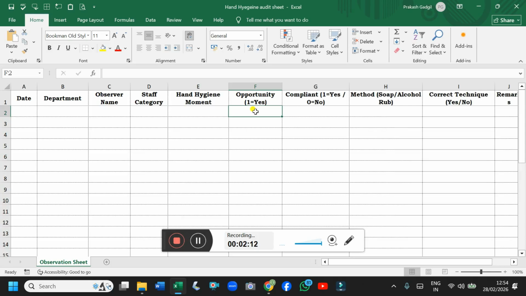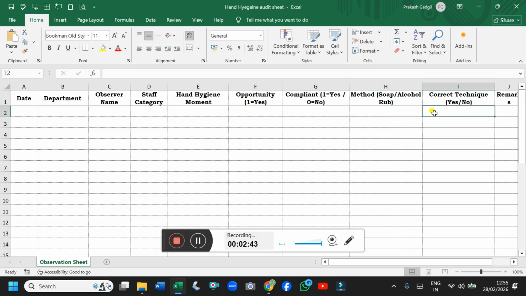Now suppose there are 10 opportunities. So you can write here 10 opportunities were there. However, only in 3 opportunities person conducted hand hygiene. Then here will be the method, whether it is a soap or alcohol rub.